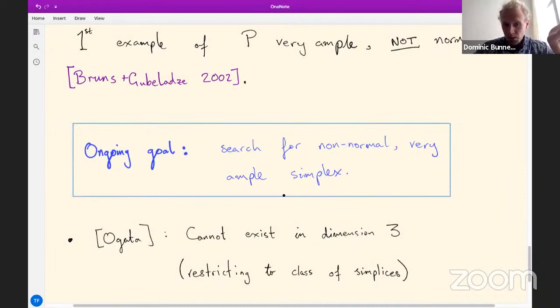So there are some partial results in this direction. Agata showed that this cannot exist in dimension 3. Agata's result is actually written in the algebraic geometry language, and you have to restrict to a certain class of simplices, but a big class of simplices, and this cannot exist in dimension 3. That is to say that normality is equivalent to very ample for these three-dimensional simplices.